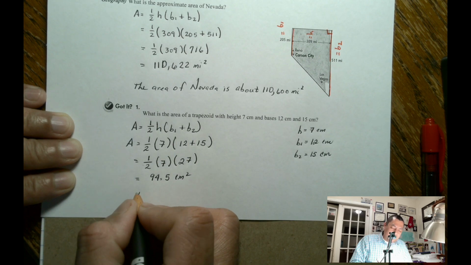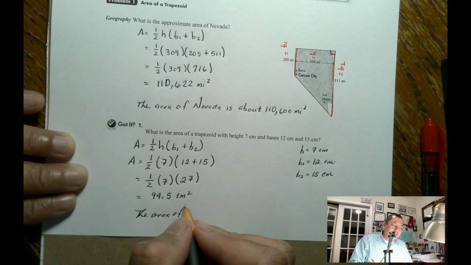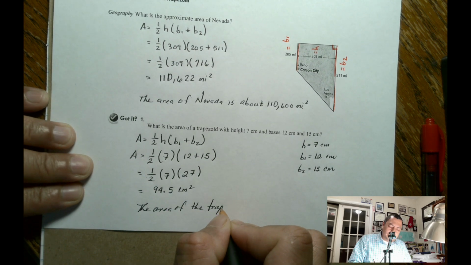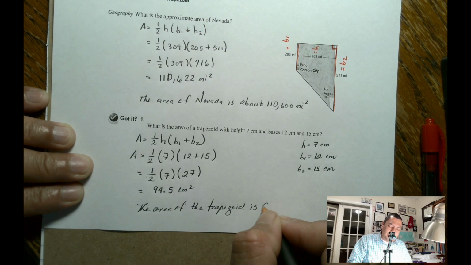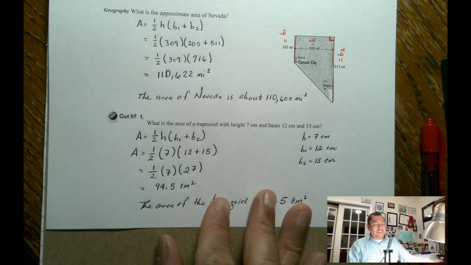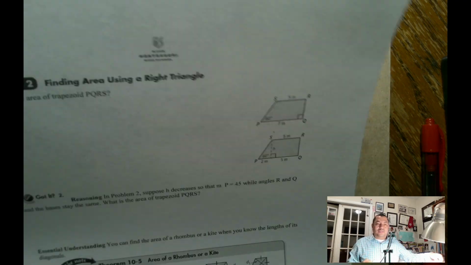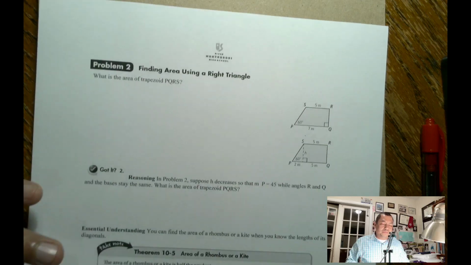What is the area? The area of the trapezoid is 94.5 square centimeters. Okay, that's the solution to Got It number 1. So let's move to example number 2, problem number 2.